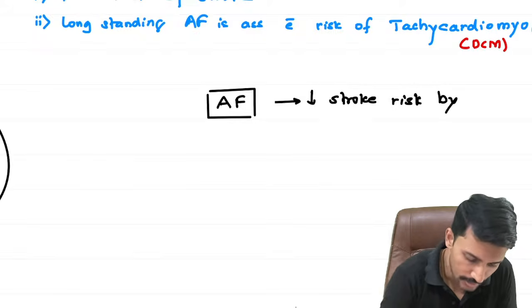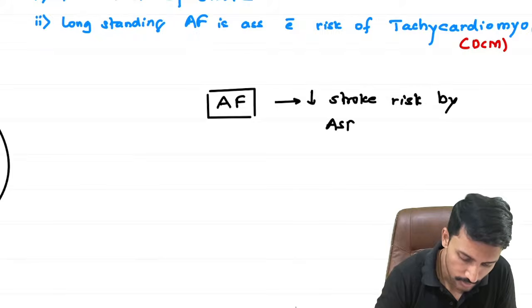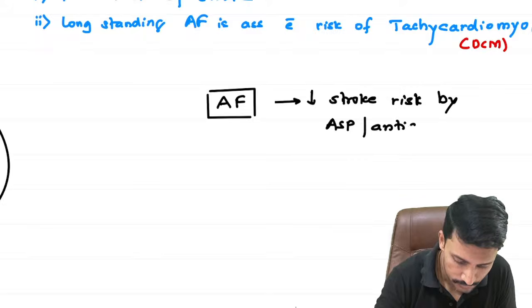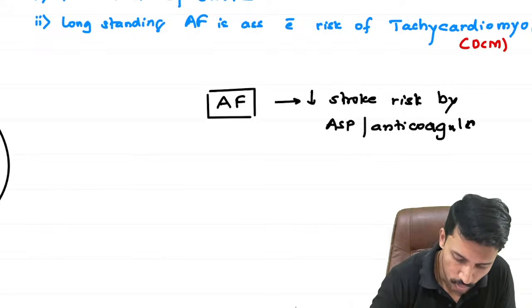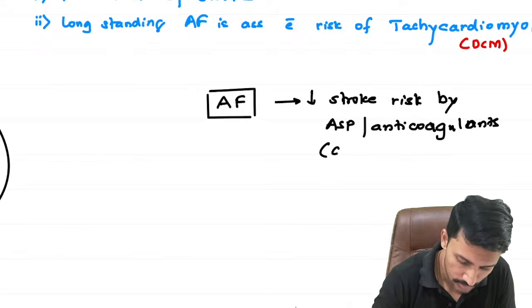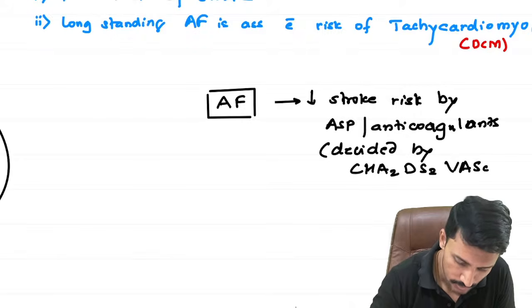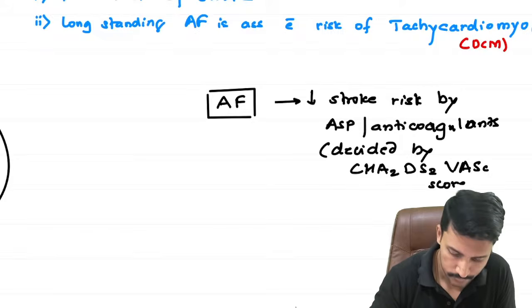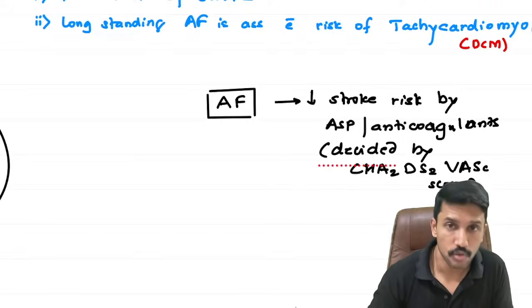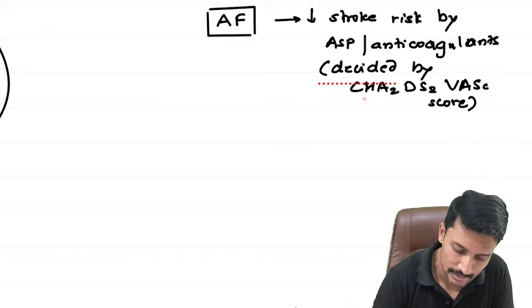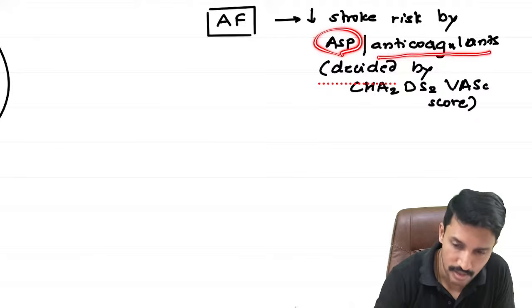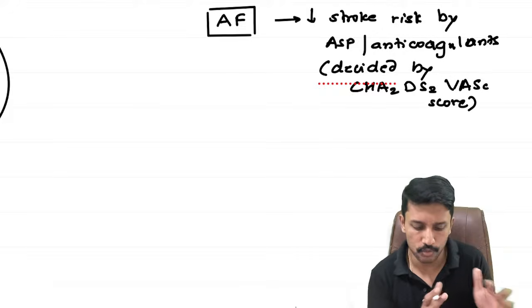I can take two things: either I can give aspirin or anticoagulants. Whether to give aspirin or anticoagulants will be decided by a scoring system known as the CHA2DS2-VASc score. I have to check the score to decide whether aspirin is enough or I have to start anticoagulants. That is to reduce the stroke risk.